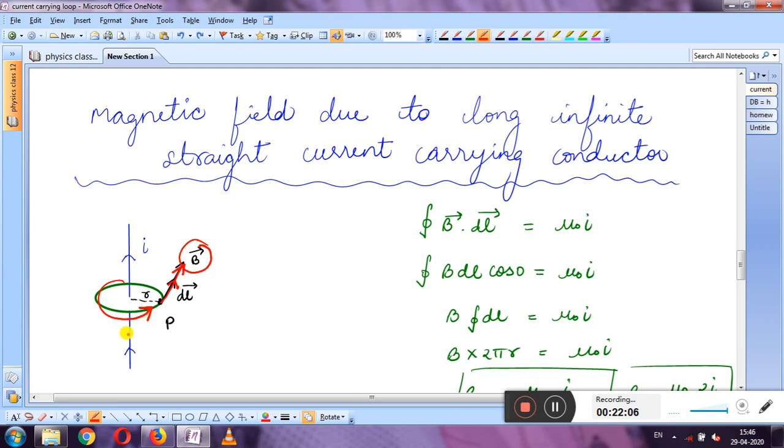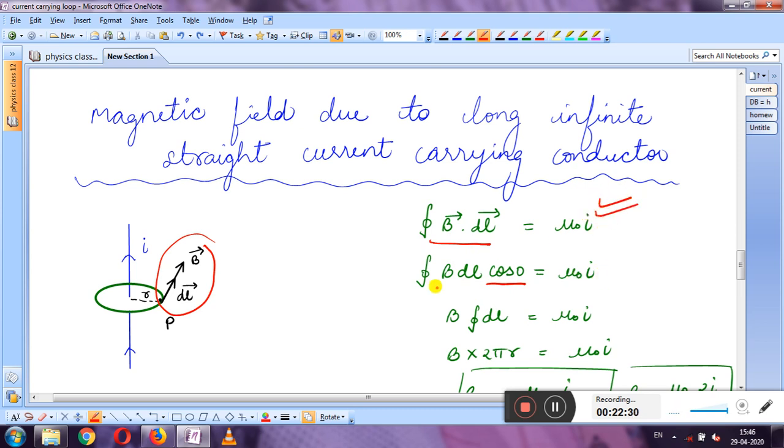So at point P we can draw a tangent which will represent the direction of B, as well as the same tangent can represent the direction of dl. One thing is clear, that between B and dl there is zero angle. That zero angle we have shown here in the expansion of B dot dl. This expression we have written using Ampere's circuital law.